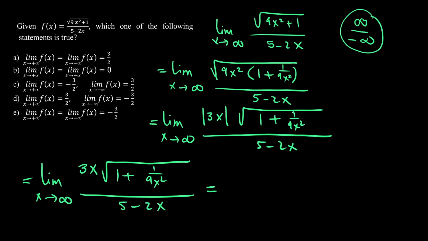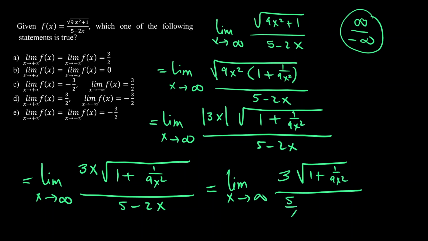I will just divide the numerator and the denominator by x. So this is going to be 3 times the square root of 1 plus 1 over 9x squared divided by 5 over x minus 2. Now as x goes to infinity, this is going to go to 0, and this will go to 0, and then the answer to this is just minus 3 over 2.